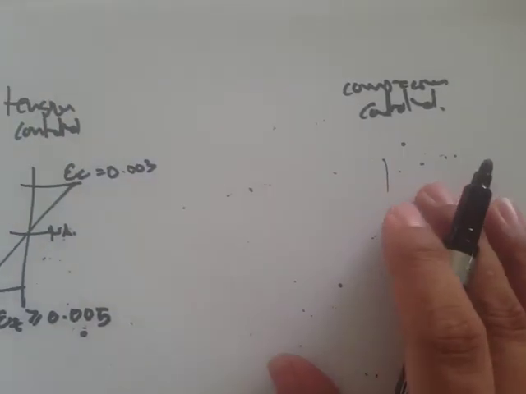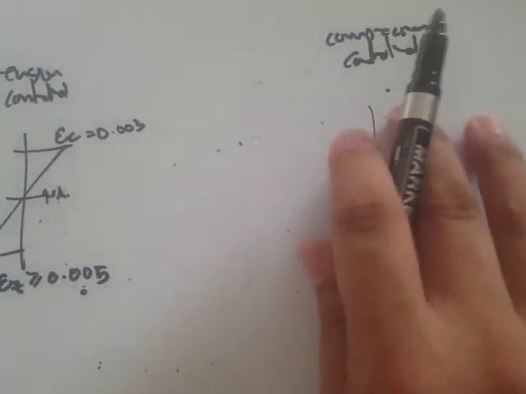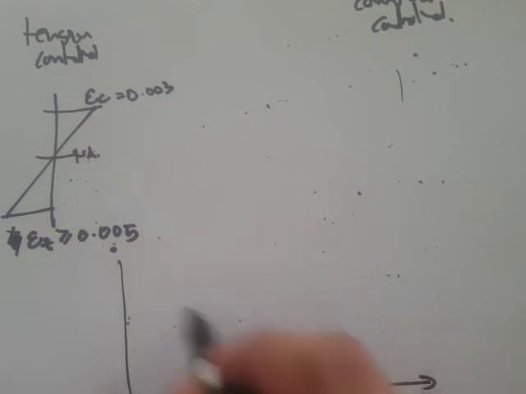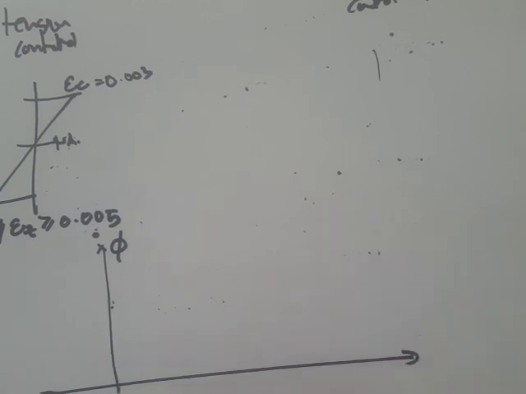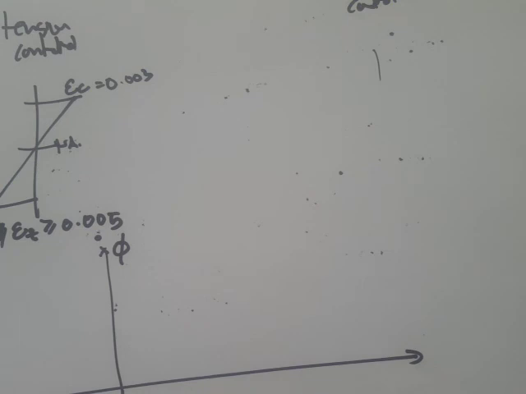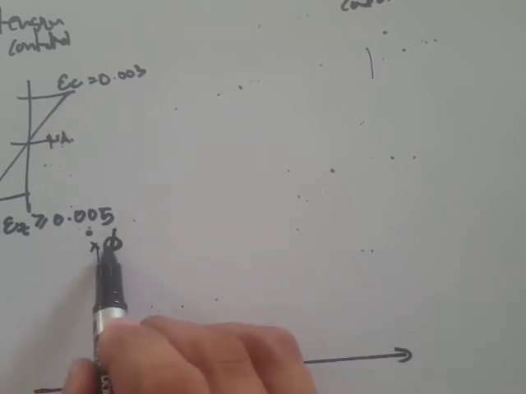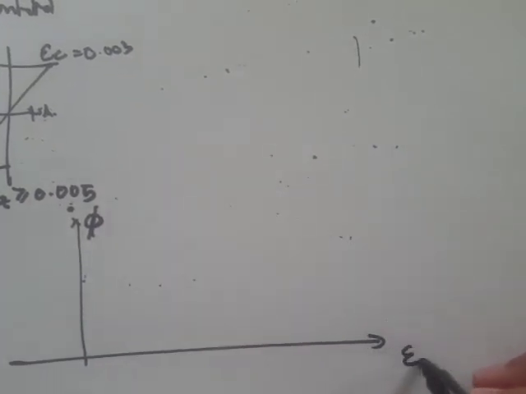Okay, so before we discuss these details in the compression control, I'd rather show you the graph for this strength reduction factor, because that's the reason why we're doing the strain derivations. What we're after is the strength reduction factor. Here we have the phi, which is the strength reduction factor along the Y, and along the X would be the strain value.